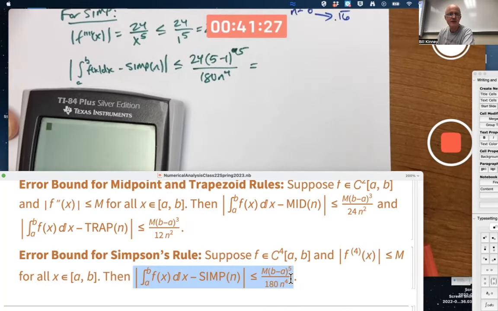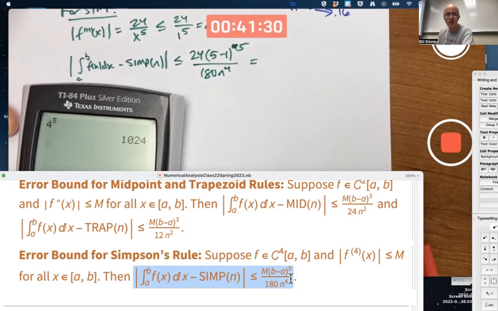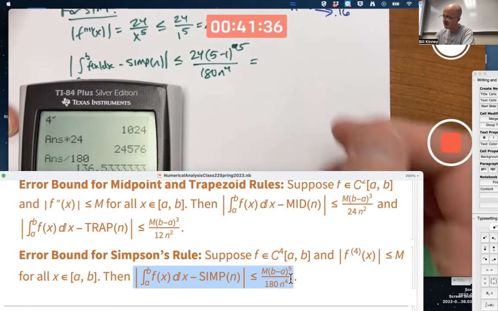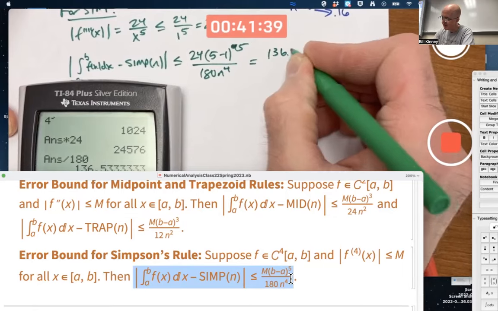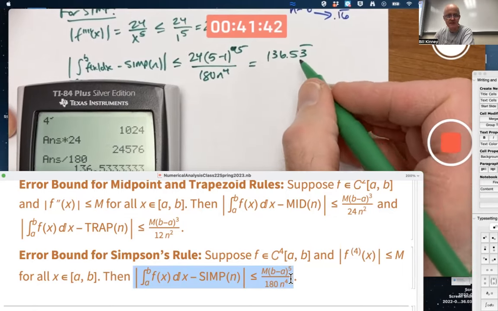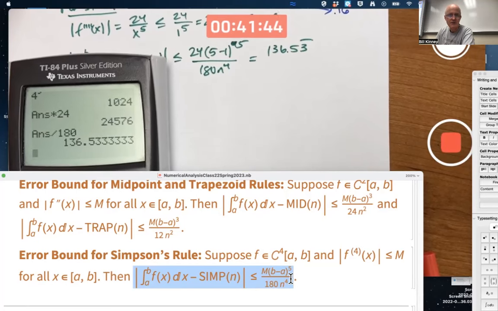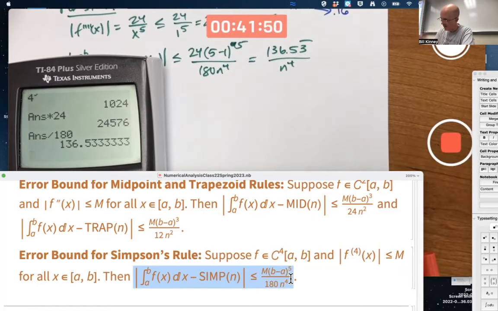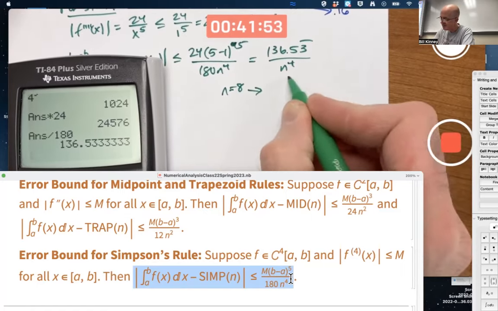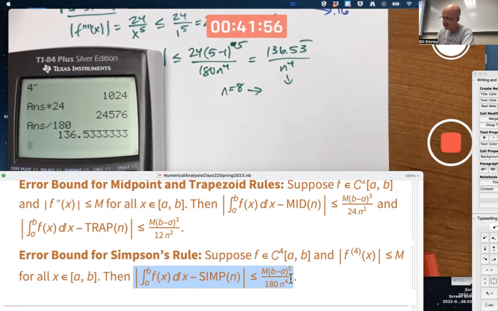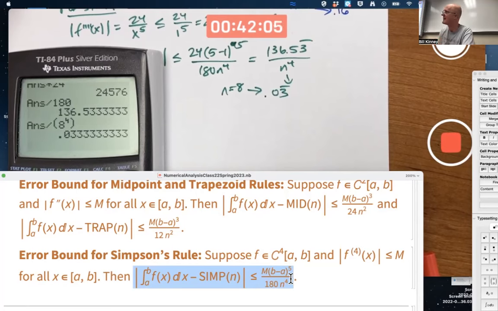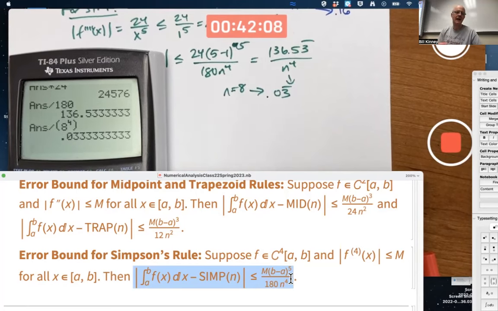4 to the fifth is 1,024, times 24 is over 24,000. Divided by 180 is kind of a big number here: 136.53 repeating. I'll just write my calculator version of it instead of a rational number without a decimal, over n to the fourth. When n is 8, what's this going to become? I'm going to divide this by 8 to the fourth. I get 0.03 repeating, 1/30th, as a guaranteed upper bound on the absolute error.